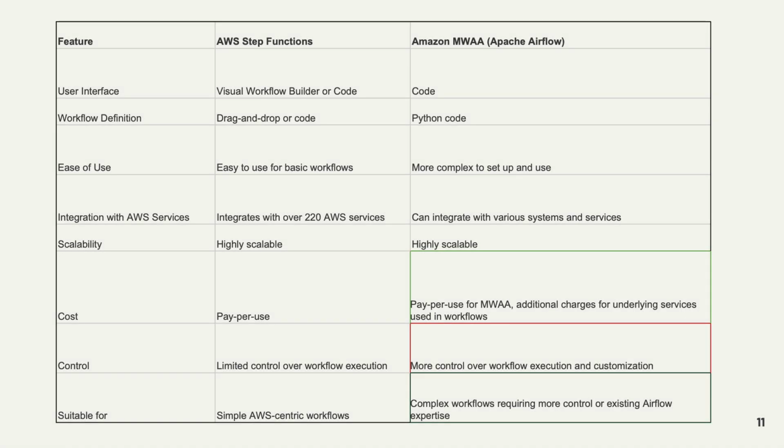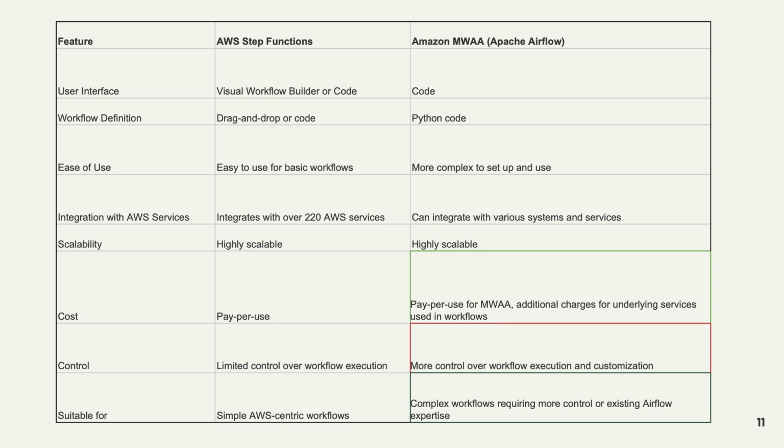Here is a quick comparison between AWS Step Function and Apache Airflow. AWS Step Function, no coding knowledge is required. You can simply drag and drop to build your workflow. Apache Airflow, coding knowledge is required. You have to write Python programs in order to build your workflow. AWS Step Function can integrate with over 220 AWS services. Apache Airflow can also integrate with AWS services, but at the same time, it can also integrate with other services as well. Both are highly scalable.